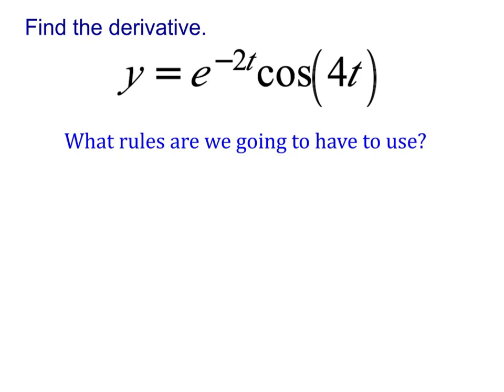Now for that first part, the e to the power of negative 2t, will I need chain rule for that? Yes. If it were just e to the t, we wouldn't. But if it's anything other than a t in the exponent, we need chain rule there. And then for cosine of 4t, will we need chain rule for that one? Yes. Because again, if it's anything other than just the variable inside of it, you need chain rule. So the 4t is what we need to use chain rule with. 4t will be our inner function.